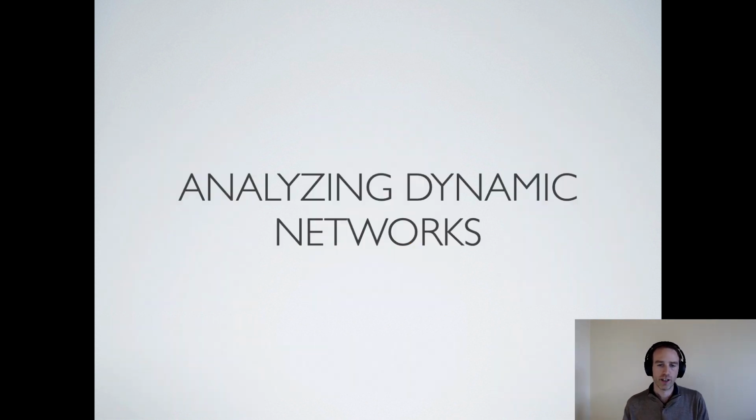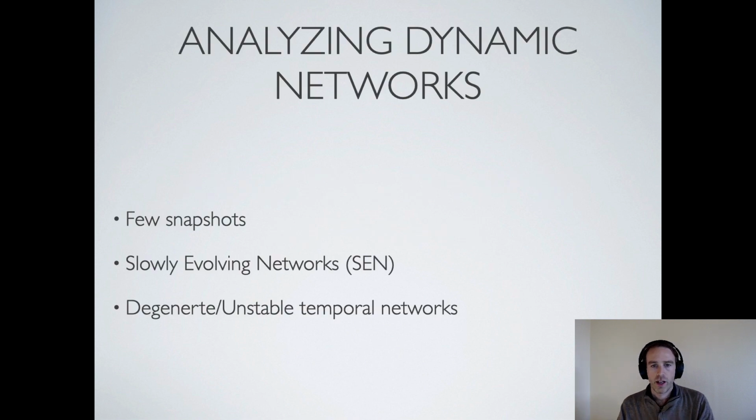So let's now consider that we have chosen a dynamic network representation, and that we have done the data collection process, and we have our dataset modeled as a dynamic network. So how to analyze it? First, it depends on the way we have chosen to model it. So if we have only a few snapshots, few being maybe 2, 3, 4, maybe up to 5, but not much more than that. The other case will be if we have something I would call a slowly evolving network. And the last case is having what I would call a degenerate or unstable temporal network.